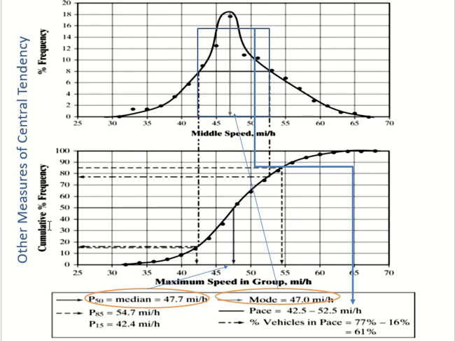Any questions? So this is the range I have for the drivers in the pace. So the center of the data lies between 42.5 and 52.5. And how many drivers are in this range? 61%. Clear or not? If I take some other data and find out the pace and this percentage, here it is 61%. For that data, let's say it is 55%.